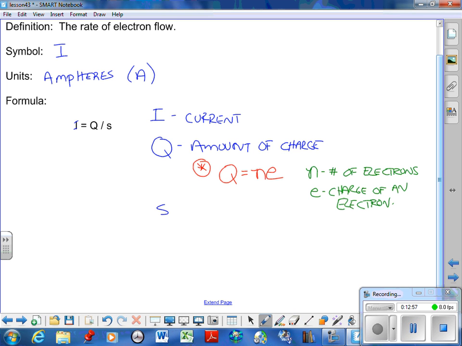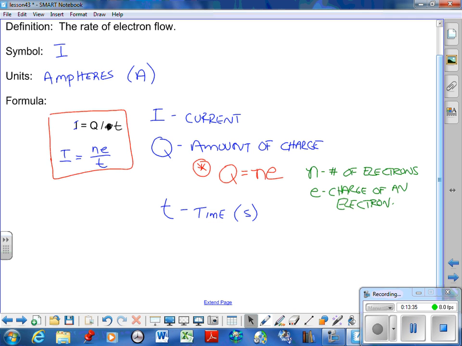And finally, the time. I'm going to change this back, get rid of the S here. Let's make this a T, and I have less confusion later on. T is the time in seconds. Okay, so it tells you how much current is going by, or how much charge is passing a particular point in seconds. Okay, so your formula then could also be written as I equals NE over T as well. Okay, so here we are. We're now starting our formula sheet, or cheat sheet, whatever you want to call it. And there you go. There's your first formula that will go on there.